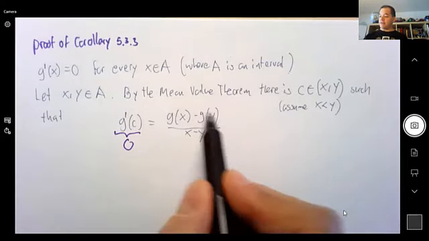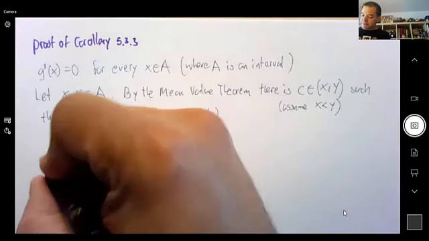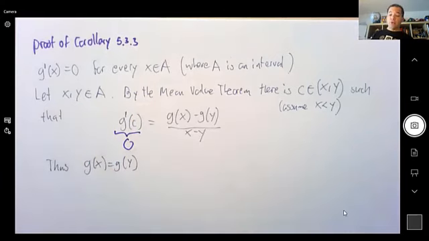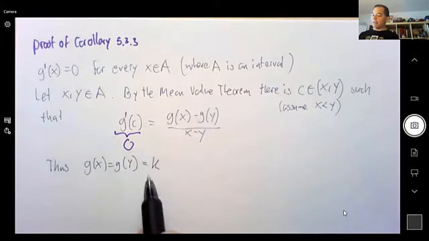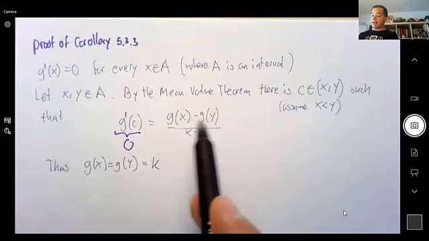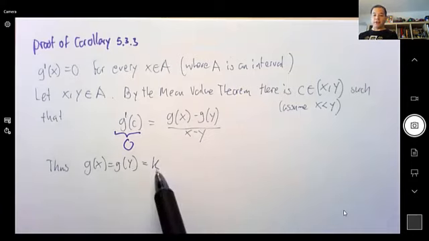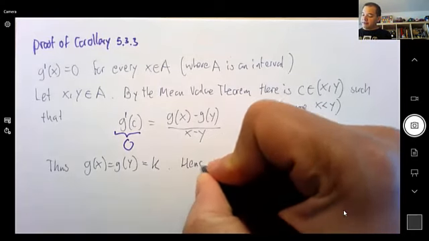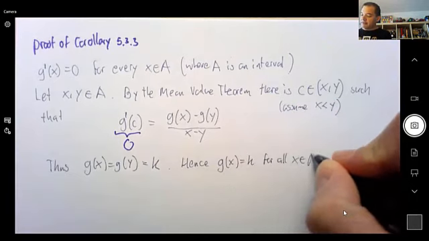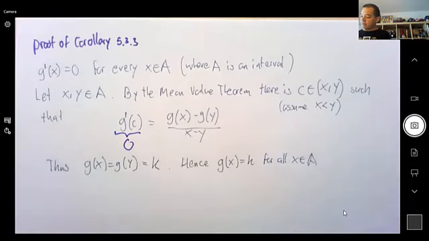And if this fraction is zero, that means the top is zero, so g of x equals g of y. This happens for arbitrary two elements, so any two of them are equal when we use the g value. So you can set that equal to a constant k, then compare any other element in A with y, apply the same thing, and you get that g of that x will be equal to k. So that's it. Hence, g of x equals k for all x in A. Remember, this was for arbitrary two elements in A. Super easy, really straightforward.